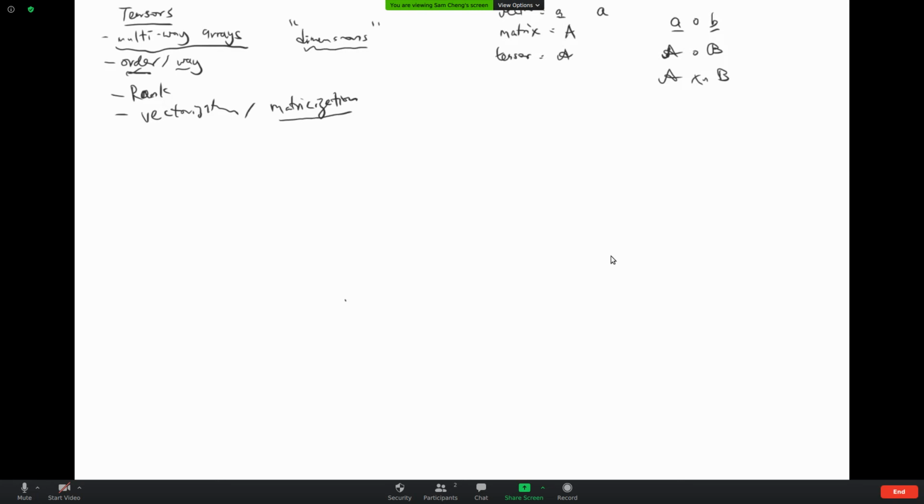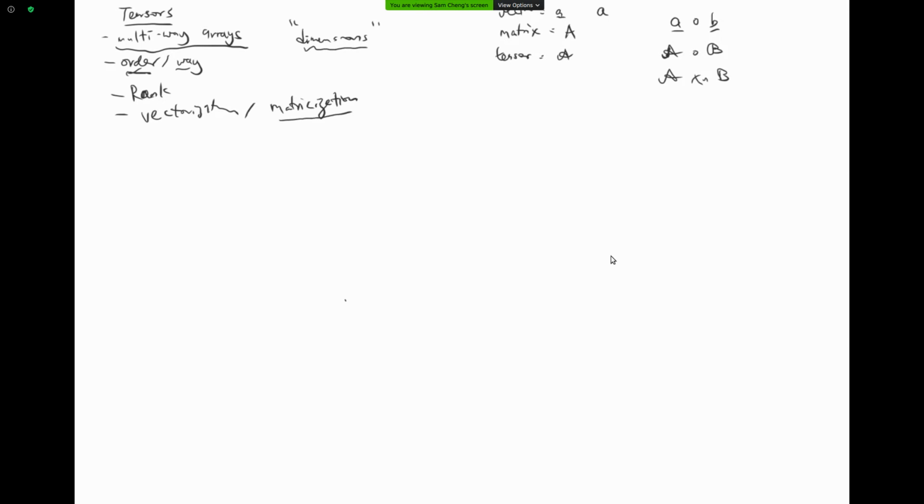I guess the next thing I'd like to talk about is this mode-n multiplication. It's an extension of the regular matrix multiplication. But for a tensor, you have different ways, right? So you need to indicate, let's say I have this tensor A multiplied in mode n with a matrix B here.